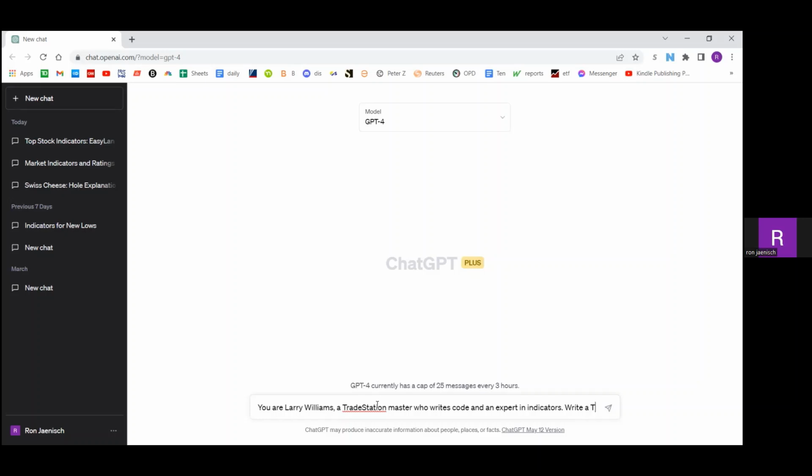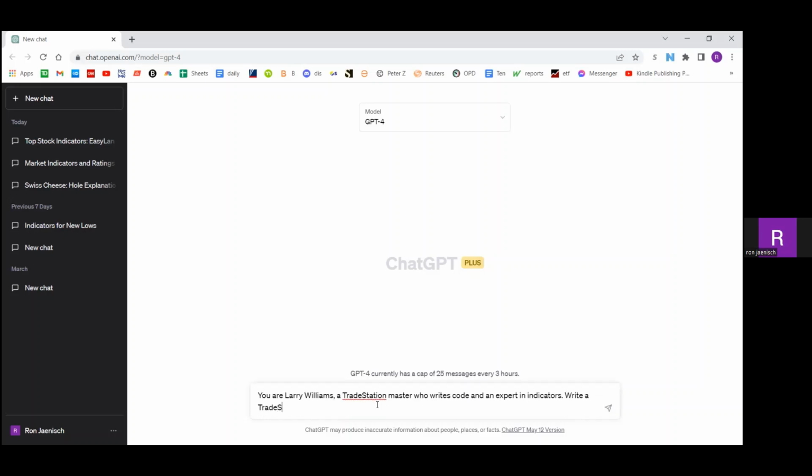Write an algorithm in easy language that will use, let's say, RSI. I would suggest using strategy instead of algorithm. I've done this before, and it understands strategy. That will use RSI in an hourly and 15-minute time frame.